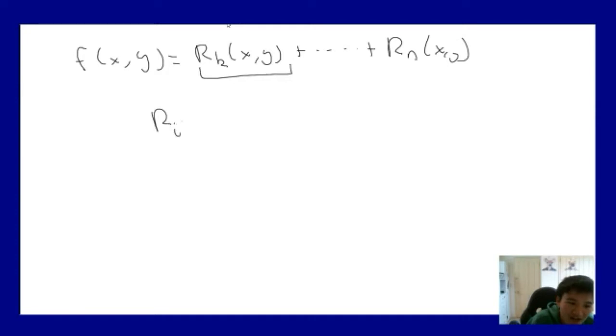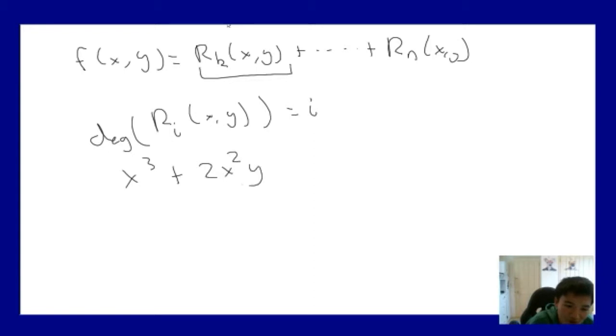So each r_i has degree i, and it also only contains monomials of degree i. So say if something was x cubed plus 2x squared y, this will be, say, r_3, plus x plus 2y. This will be, say, r_1, like that. And then r_n is the degree of f, and r_k is the degree of the smallest monomial in f. Oh, I'm rambling a lot. Okay, let's keep going.